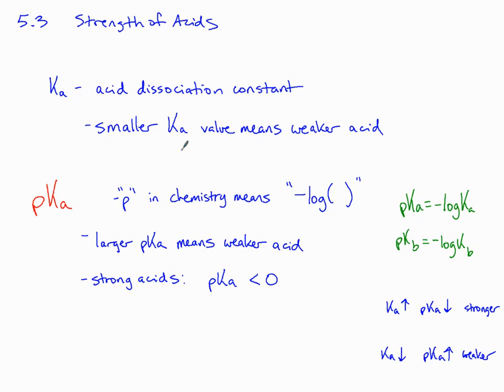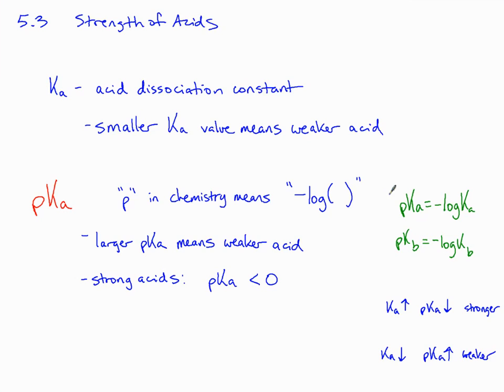So we can derive a new idea, pKa, and this is pretty important. P in chemistry means negative log of. And so pKa means the negative log of Ka, which I have here. And there's also a second one, pKb is negative log of Kb.